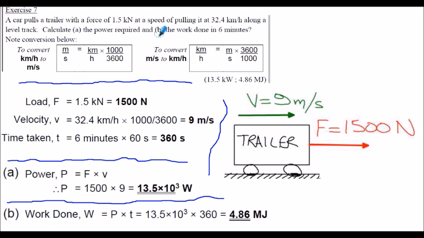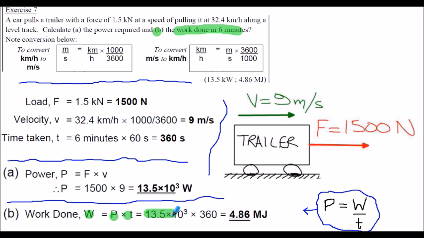And then in part B, we're asked to find the work done in 6 minutes. So to find the work done, noting that power is equal to work divided by time, we transpose the equation so that work is equal to power multiplied by the time. Power from above is 13.5 times 10 to the 3 watts, and multiply that by the time, 360 seconds. So 4.86 megajoules is the work done.